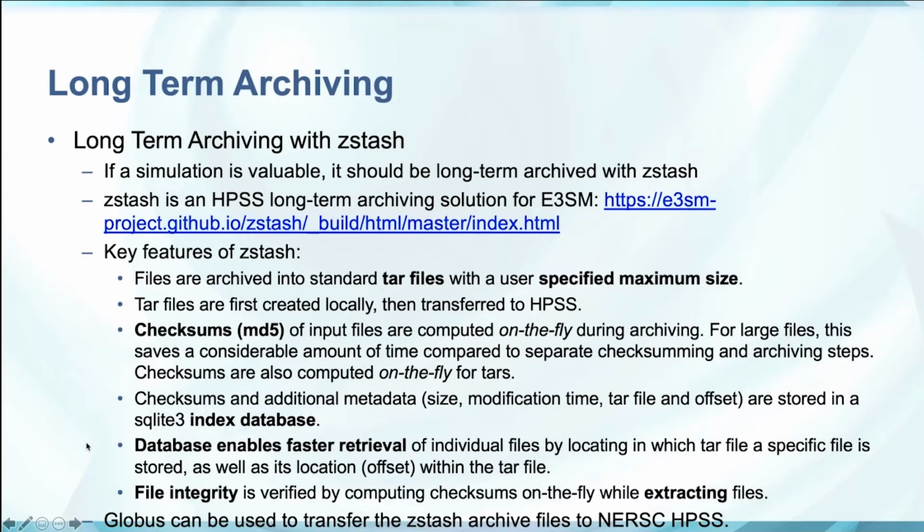So zstash can be used on multiple E3SM supported machines, not just NERSC with HPSS. So if you use it on a machine without HPSS, you can use Globus to transfer the files you've archived using zstash to NERSC HPSS. And then that way you have more permanent long-term storage archiving of the run. Okay, next slide, please.